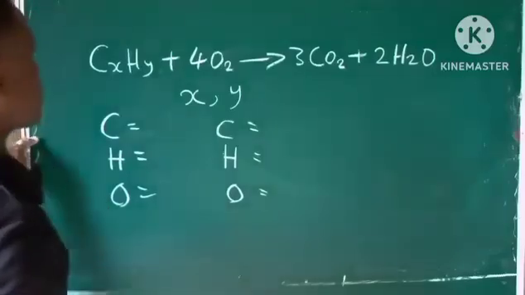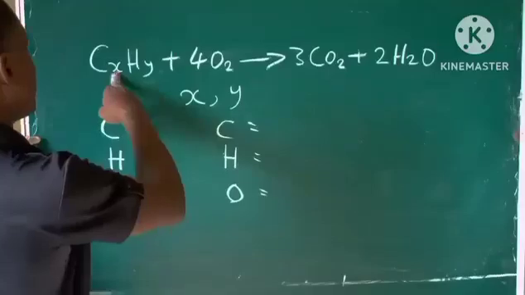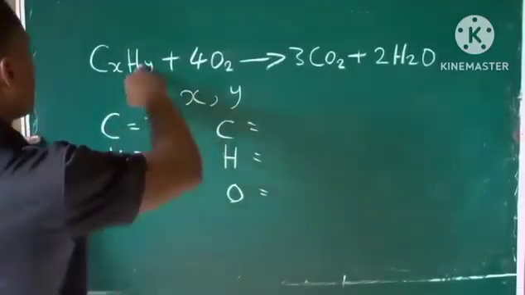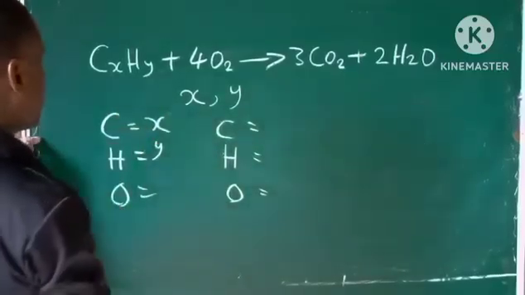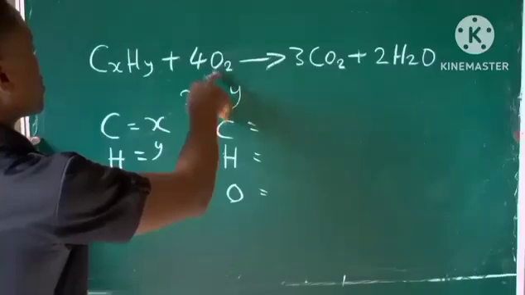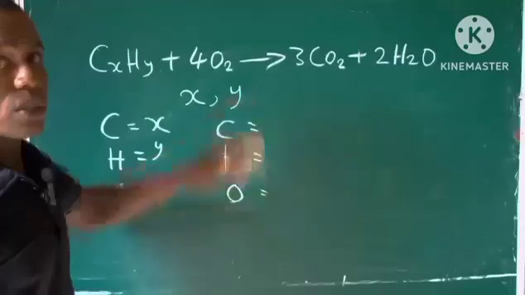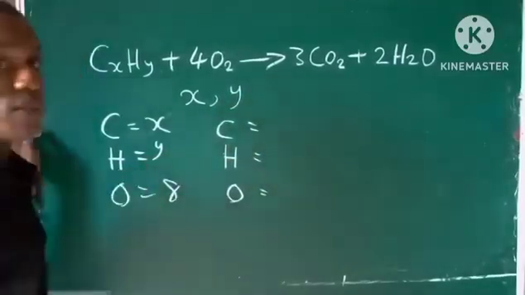So let's start from the carbon. You see that carbon we have only x, right? So we have x here. Hydrogen we have y, right? Put y. In place of oxygen, oxygen is 8. You will use 4 to multiply these two. So 4 times 2 is 8, okay? 8. We are done with the left side.